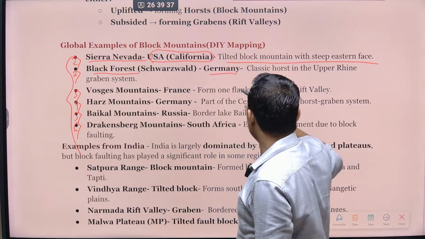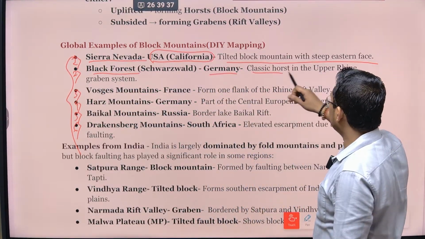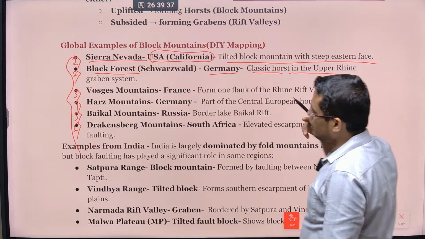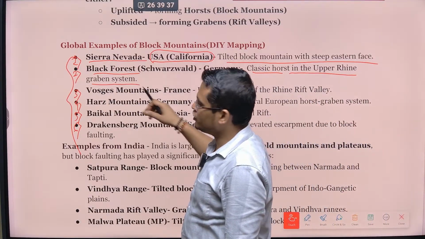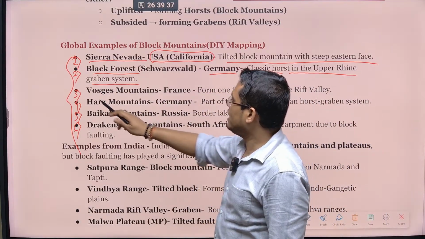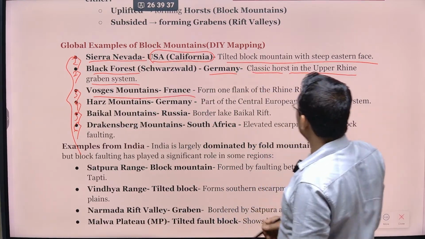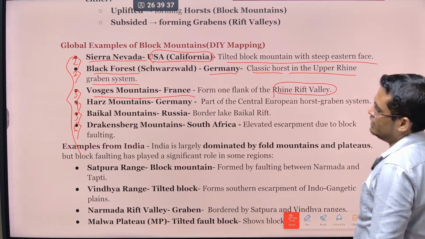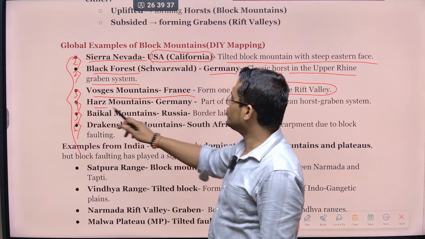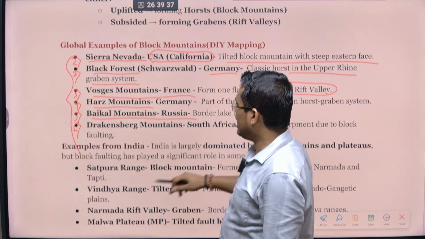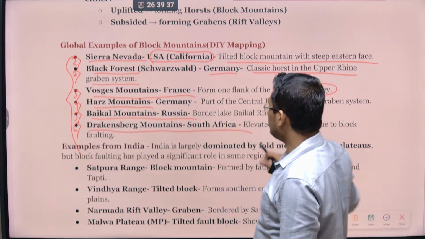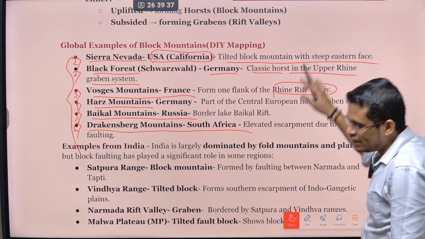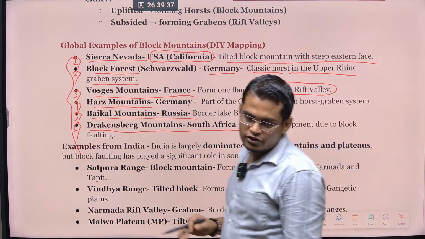Where do you find it? Found in Germany. So it is the classic Horst and Graben of the Rhine Graben system. Black Forest is also a classic example of that. Next is Vosges mountain of France, which is on the flank of the Rhine Rift Valley. Then Harz mountain in Germany, Baikal mountain in Russia and Drakensberg mountain in South Africa. So these are a few examples of fault mountains.